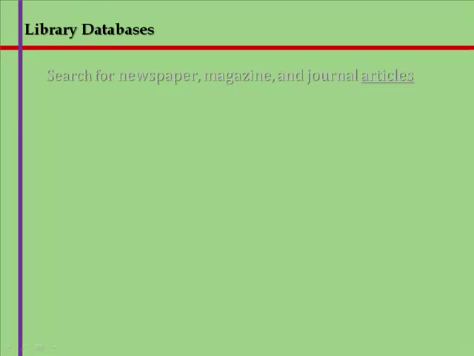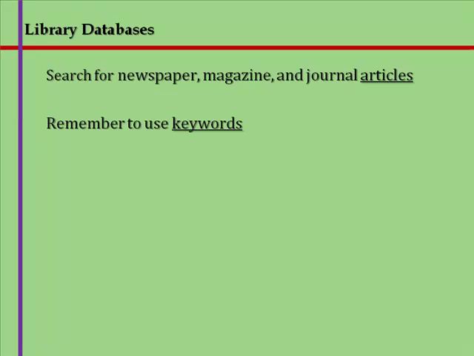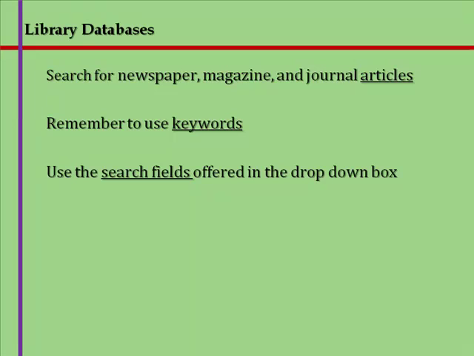Before we look at some example searches in our library databases, here is some general information and some tips about searching. In our databases, primarily you will be searching for full-text newspaper, magazine, and journal articles. When you conduct a search, you are using keywords as your search words rather than typing in sentences or questions. To make your search work better, you can have the words you enter only be found in certain parts of the articles. These are called search fields.